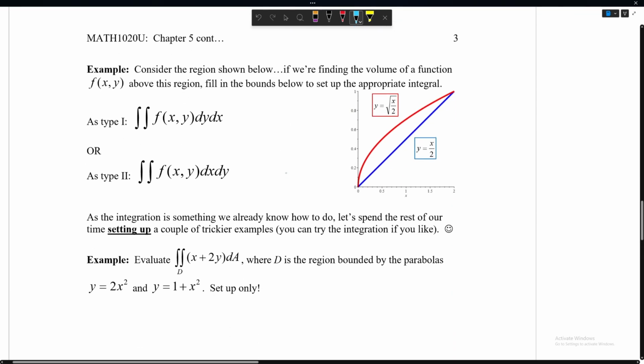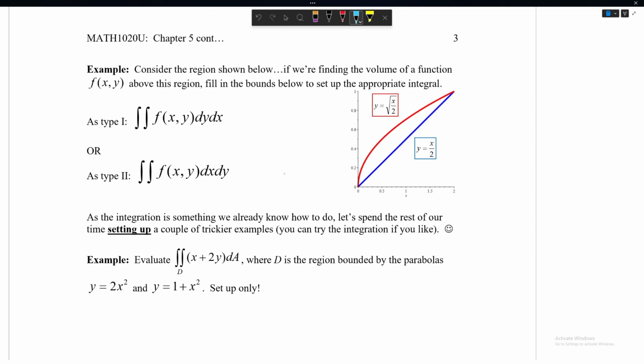And so, considering the region shown below, if we're finding the volume of a function f of x above this region, fill in the bounds. Okay, so as type 1. So type 1, we said vertical, right? This is what we're taking. And so we have dy, dx, and so dy comes first. What's my dy? My y goes from, so if I'm going y, I'm going from bottom to top, right? So I'm going from bottom function to top function. All right, that's really how it is. And then my x goes from 0 to 2.